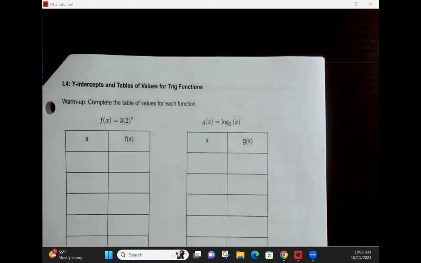Our last topic for this unit is y-intercepts and then looking at tables of values for trig functions. The tables of values aren't going to be anything wildly new. It's going to be a different way that we can organize some information here. And then we'll talk about y-intercepts. That idea will be, again, not brand new. We've talked about y-intercepts before. We're just going to apply that now to our trig functions.